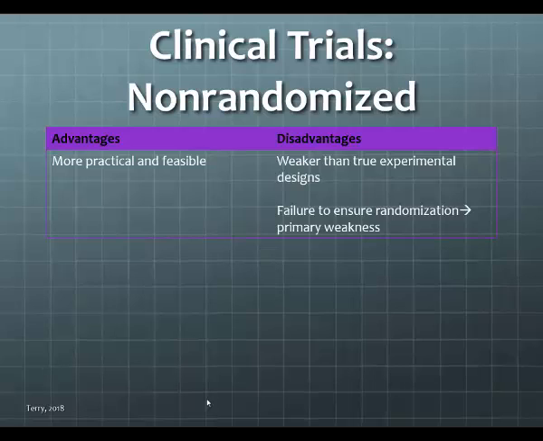due to research participants in groups who were not randomized that will not be equivalent. So with the randomized or non-randomized control trials, these are more practical and more feasible, but they are weaker than that true experimental design. And one of the primary weaknesses of this is that you have a failure to ensure randomization in these design types.